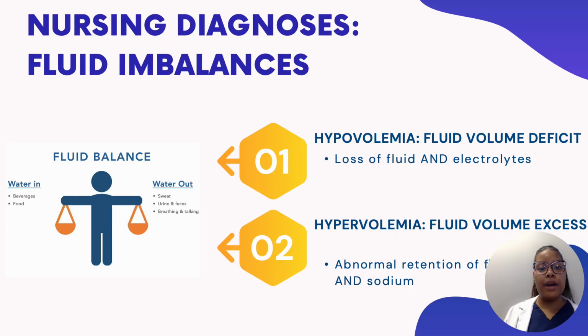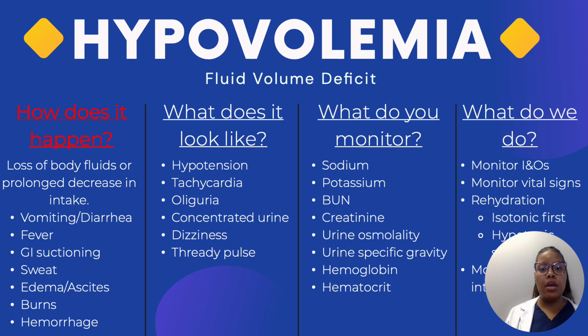So we're going to talk about hypovolemia, which is a fluid volume deficit, and that is the loss of fluid and electrolytes. And we're also going to talk about hypervolemia, which is a fluid volume excess, and you're going to have an abnormal retention of fluid and sodium. So first, let's talk about hypovolemia, and that is a fluid volume deficit. So how does this happen?